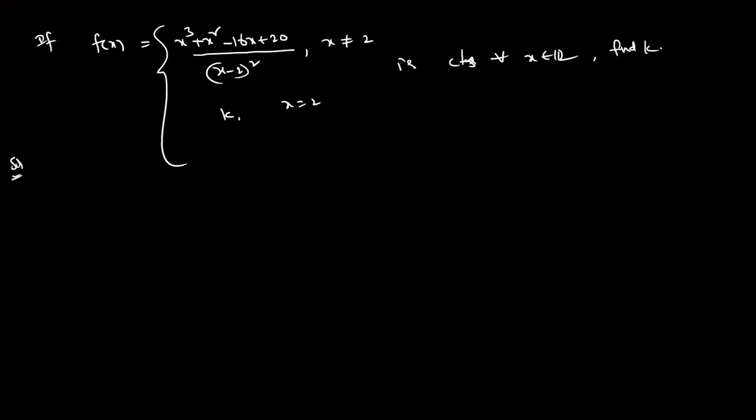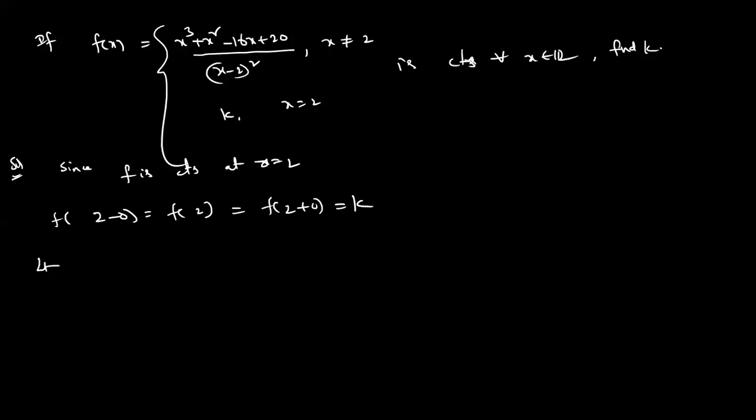Dear students, you can solve by any method. In this case, I'm taking: since f is continuous at x equal to 2, what is the meaning? That means f of 2 minus 0 is equal to f of 2 plus 0 is equal to k. Right hand limit, left hand limit, both are existing and equal to k, because f is continuous. I'm taking 2 plus 0 directly.